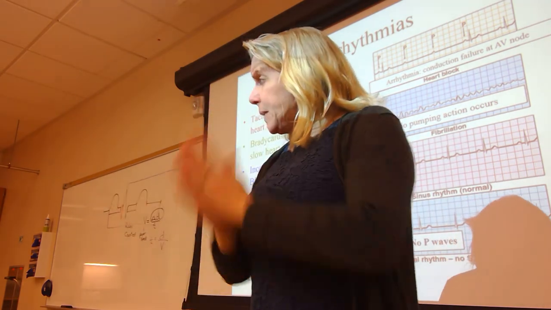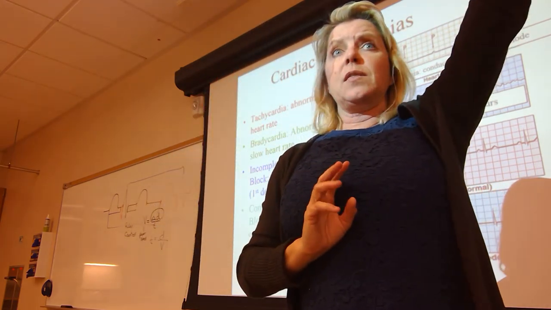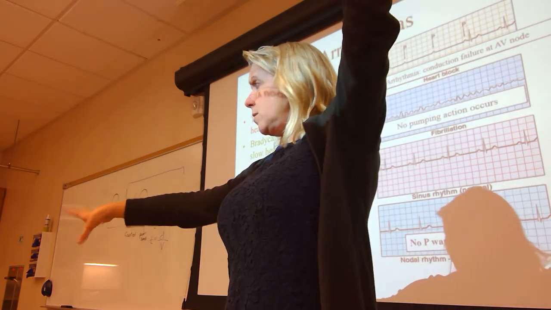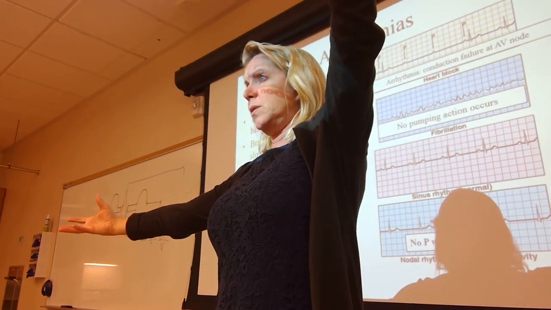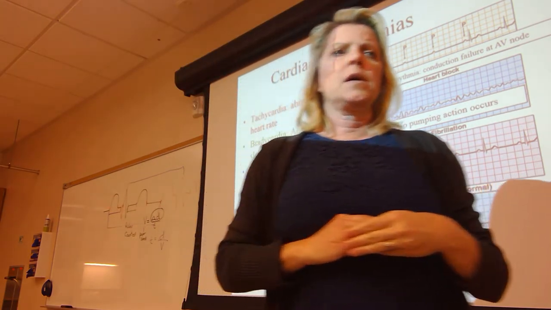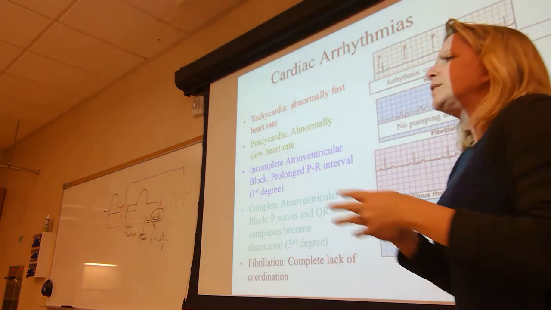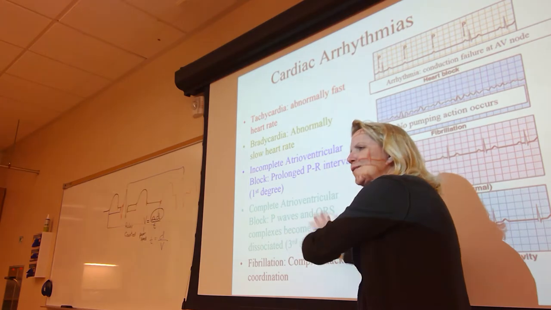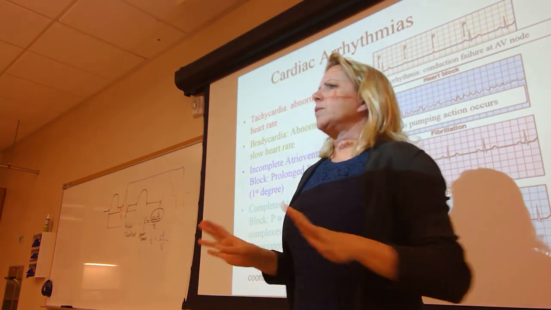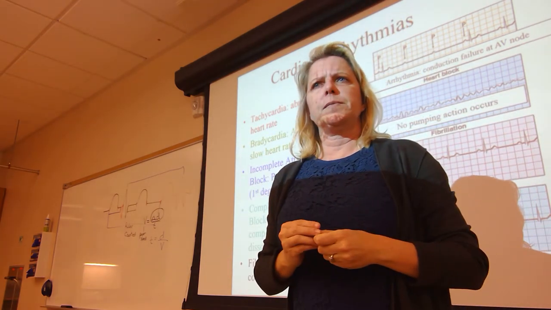So if you have a complete third degree nodal block, the atria are beating to their rhythm according to the SA node, and the ventricles are beating to their rhythm according to the Purkinje fibers. Total dissociation. Now, when you take your advanced EKG class, you will learn that there are different degrees within these. Like, there's lots of subcategories. Do not worry about that. Tell me what first degree is. Tell me what third degree is.